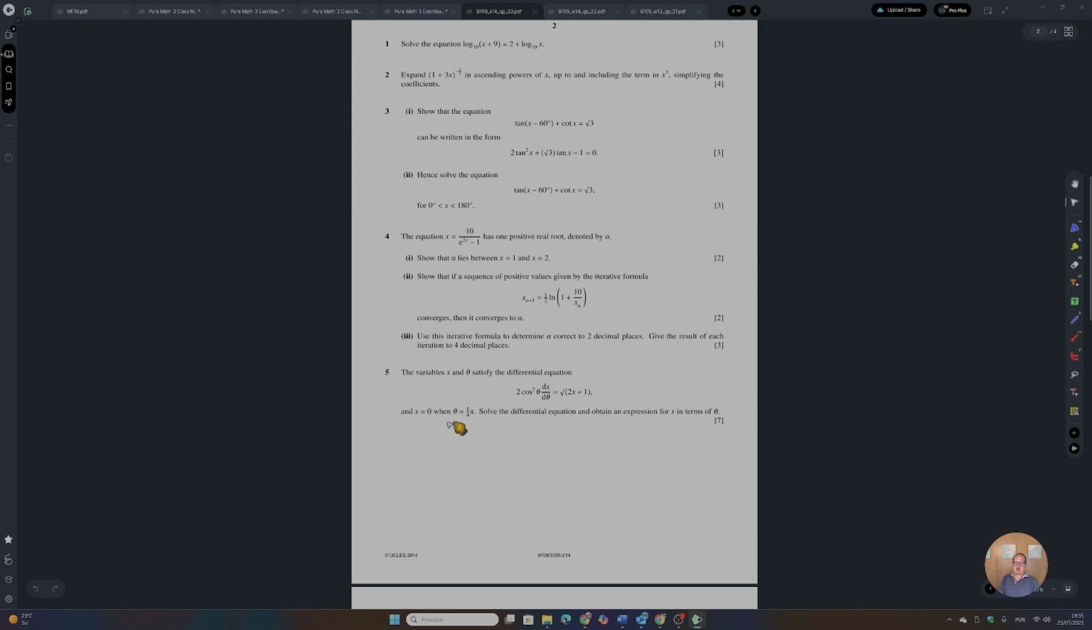It says the variables x and theta satisfy the differential equation 2 cosine square of theta dx by d theta equals square root of 2x plus 1, and x equals 0 when theta equals pi over 4. Solve the differential equation and obtain an expression for x in terms of theta. Okay.